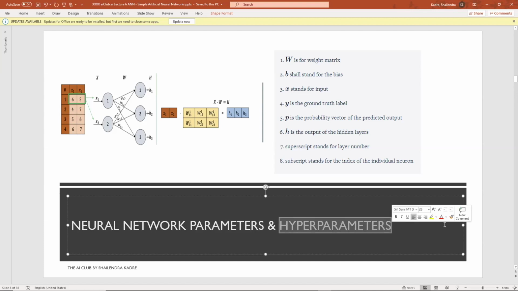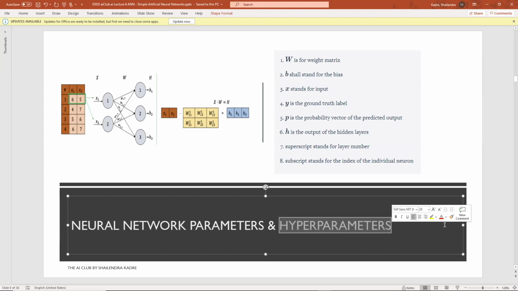A parameter is... go ahead. Yeah, please tell me. No issues. Go ahead. Okay, a parameter is something that is there as part of the training data, whereas a hyperparameter is something that is external to the data, like in our regularization function lambda, that is a hyperparameter.